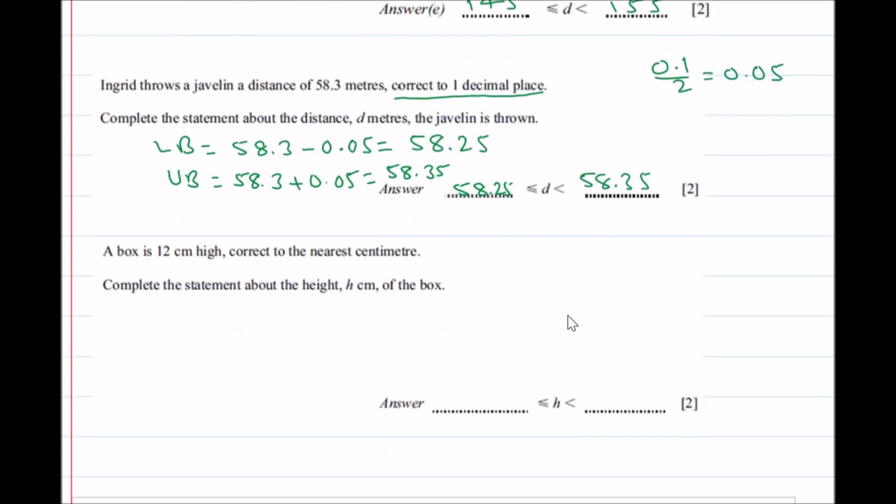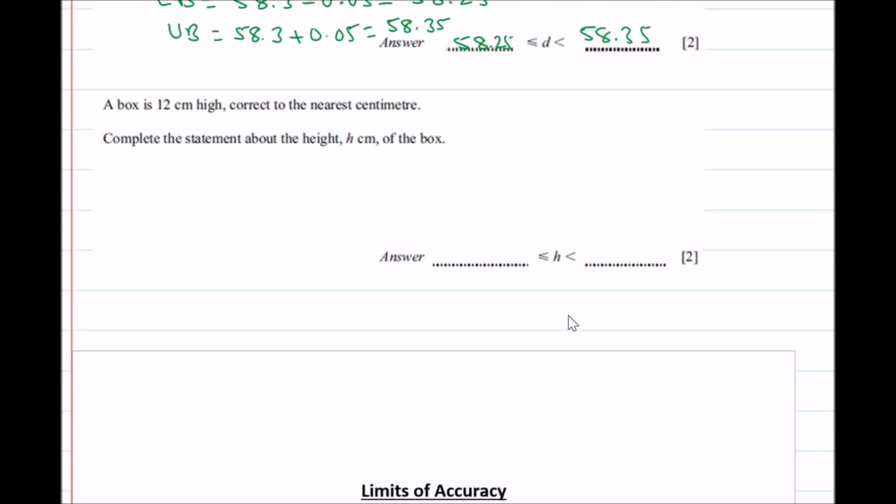Let's take the next example. A box is 12 centimeter high, correct to the nearest centimeter. See, here it says 12 centimeter high and correct to the nearest centimeter. So correct to the nearest centimeter means correct to the nearest unit given here. So unit means 1. You will take 1 divided by 2, you will get 0.5. Now 0.5 we need to subtract and 0.5 we need to add.